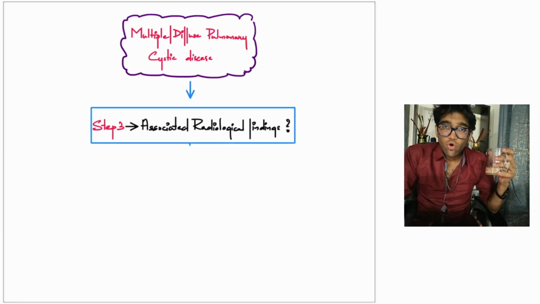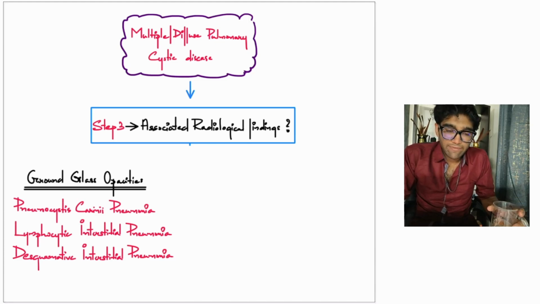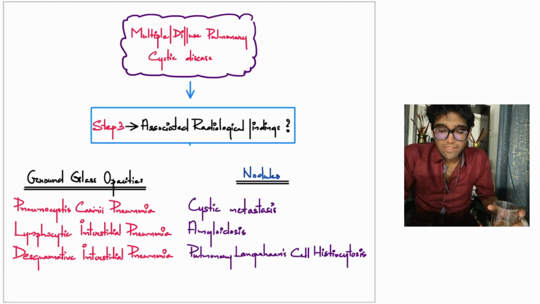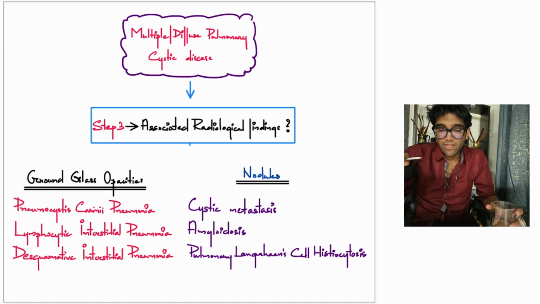Now, once you are sure that it is not any of these things, and you have a multifocal or diffuse pulmonary cystic disease, you look for the associated radiological findings. That is either ground glass opacities or the presence of nodules. So if there are ground glass opacities, there are three entities that come under this list: pneumocystis jirovecii pneumonia, lymphocytic interstitial pneumonia, and desquamative interstitial pneumonia. Whereas with nodules, you have cystic metastasis, amyloidosis, and pulmonary Langerhans cell histiocytosis. Actually, these entities form a type of interstitial lung disease, and we'll be discussing this under that topic separately.